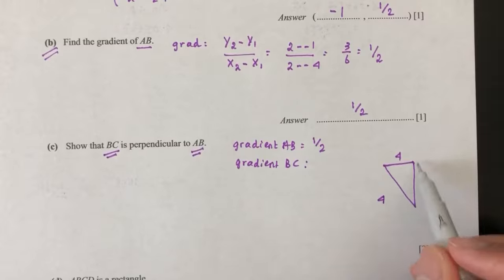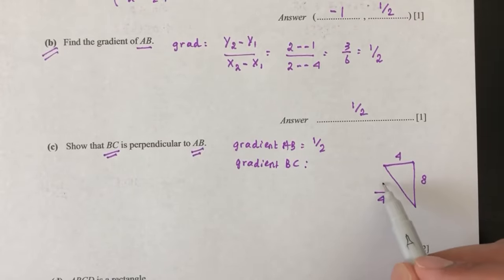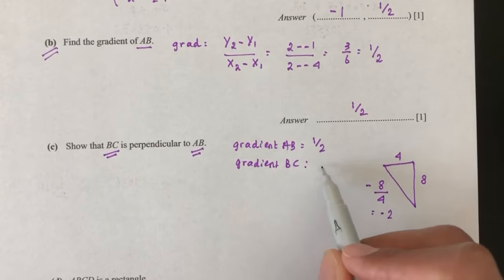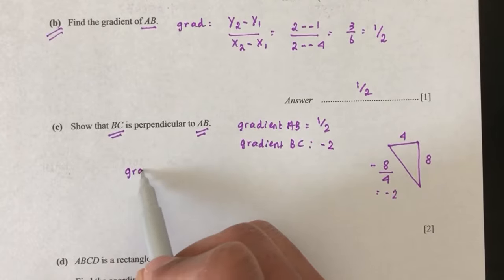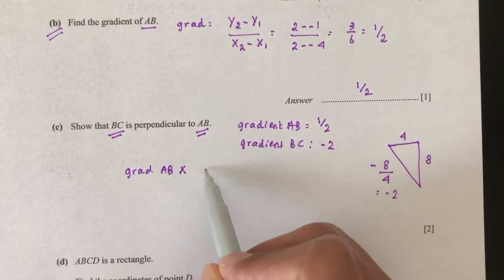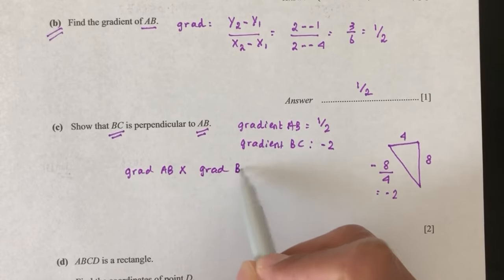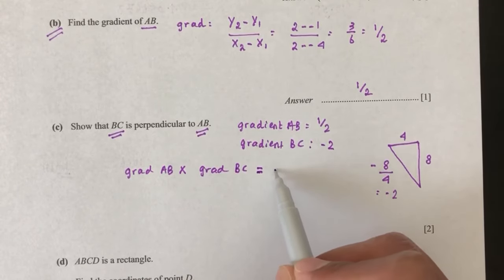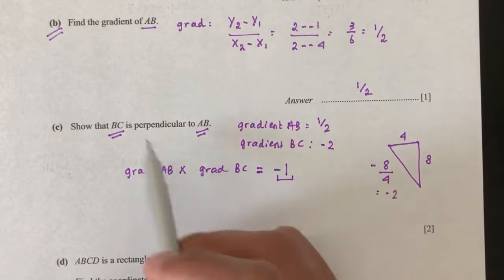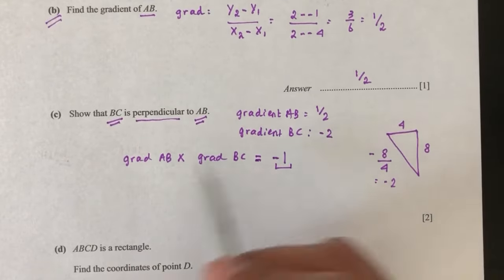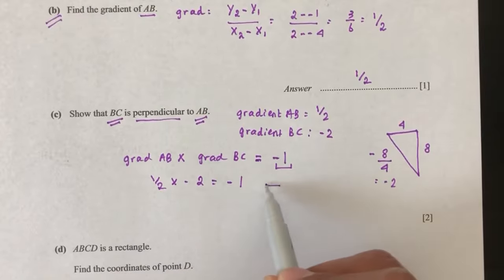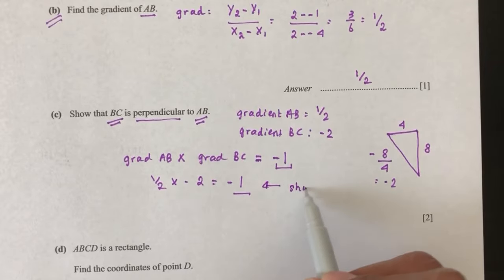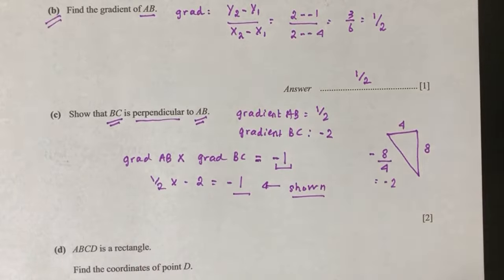So it's the height divided by base. Height is 8, and since it is going down, it will be minus. So it will be -2. So you have to do gradient of AB times gradient of BC, and it needs to give you the value of -1. That's how you show it is perpendicular. So let's try this. What is half times -2? It will be -1. So this is shown as perpendicular.